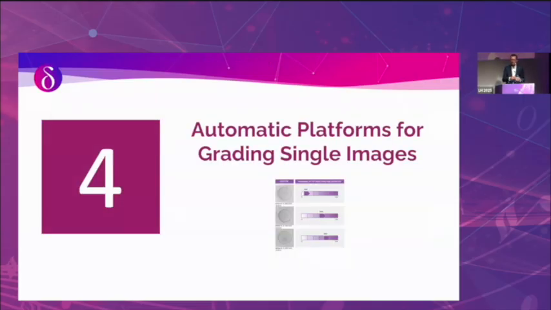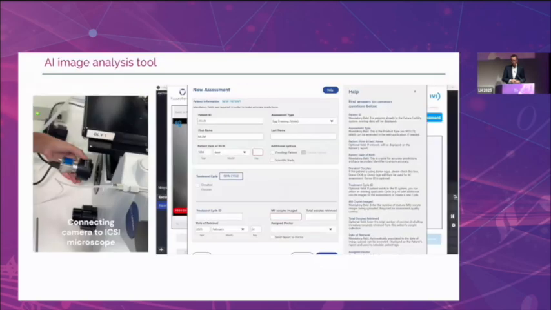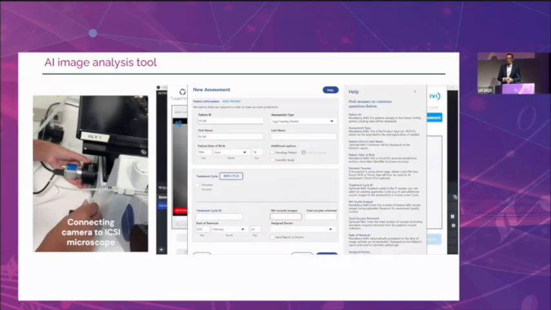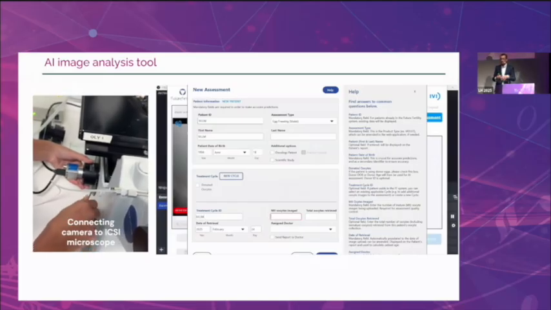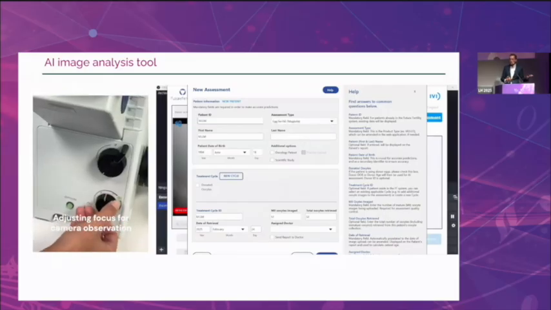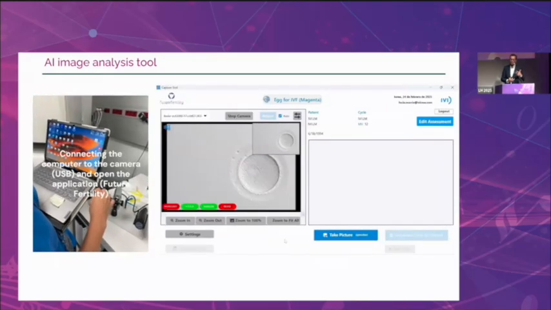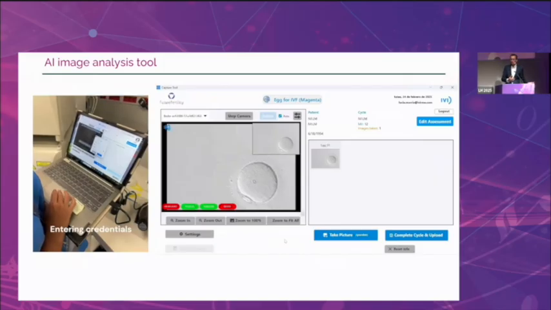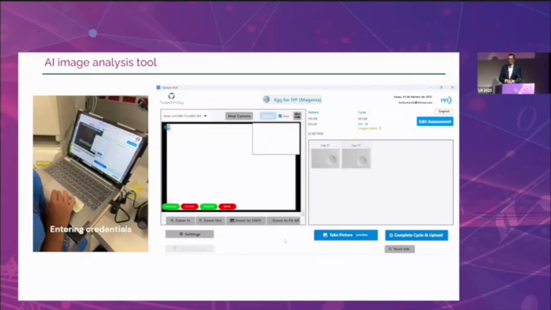And then we have AI. And with AI, we have platforms that are, first of all, easy to implement because you don't need anything else than a microscope that anyone has in the lab for doing the ICSI. You need a digital camera, which is around 150 or 200 euros or US dollars, that you can connect to the microscope. And after that, you just connect through your computer to a software.